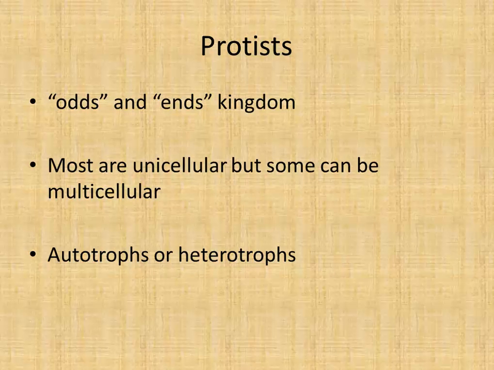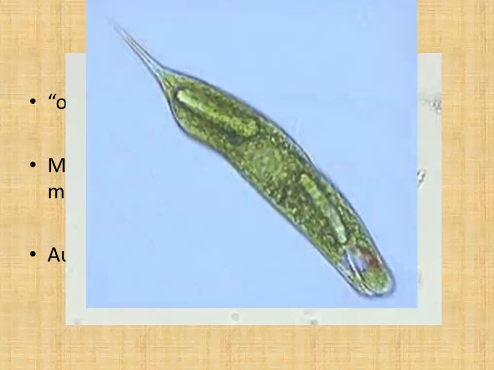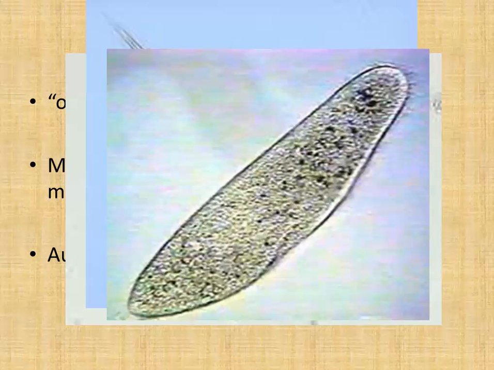The protist kingdom we call the odds and ends kingdom. If a scientist can't really figure out where to place an organism, they just toss it in this kingdom. They're a little bit of everything. Most are unicellular, but some can be multicellular. They can be autotrophs or heterotrophs. Here you have an amoeba, a euglena, and paramecium. Again, most of them are single-celled.